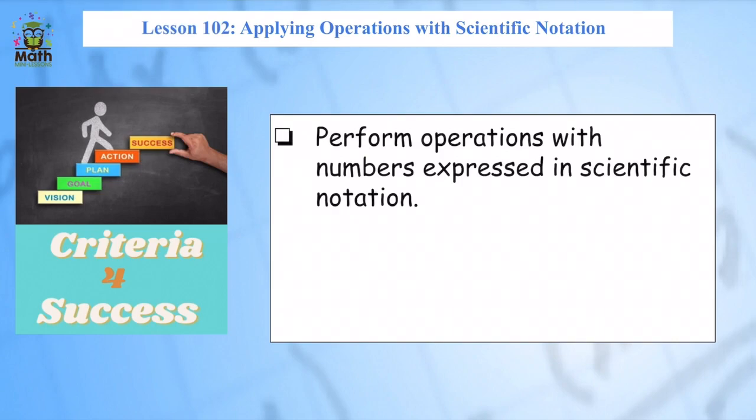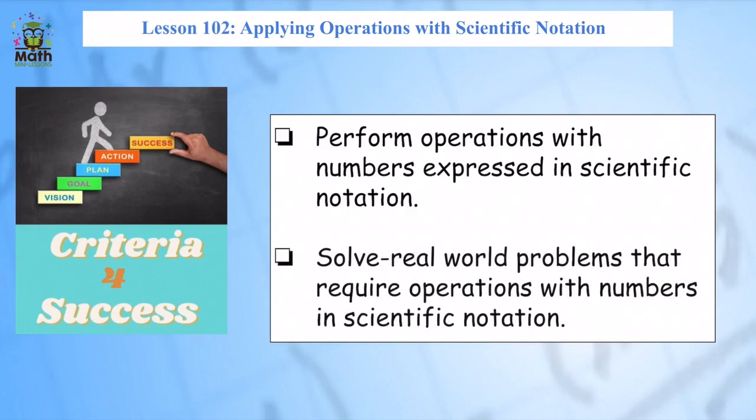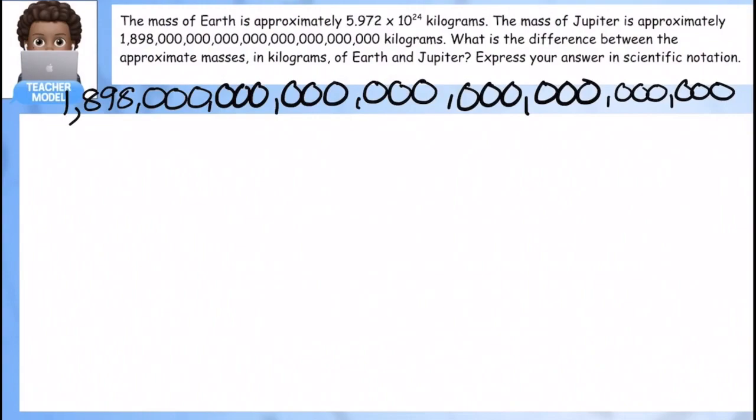Now that you know all four operations, we're going to perform any of the operations, and in some cases multiple operations, with numbers in scientific notation. And since many of these will be in word problems, we're going to make sure that we know how to identify what operation is being used so that we can solve them accurately. Let's explore this first problem.